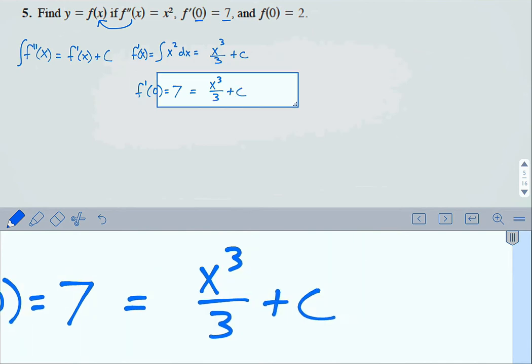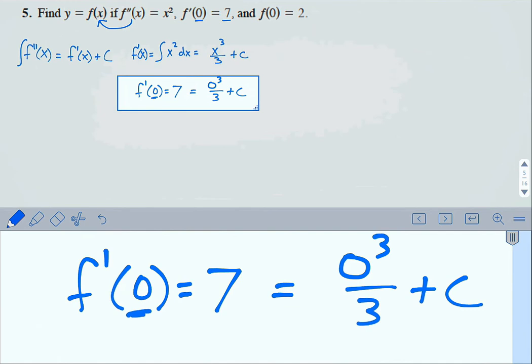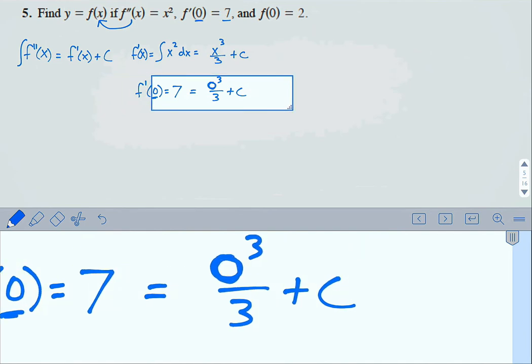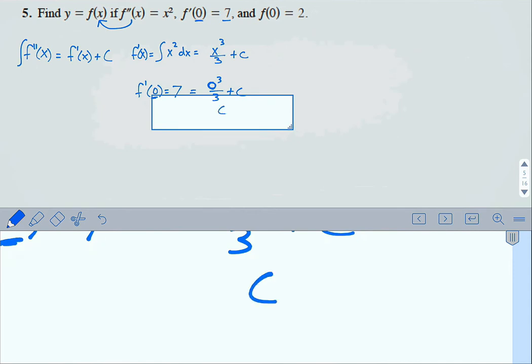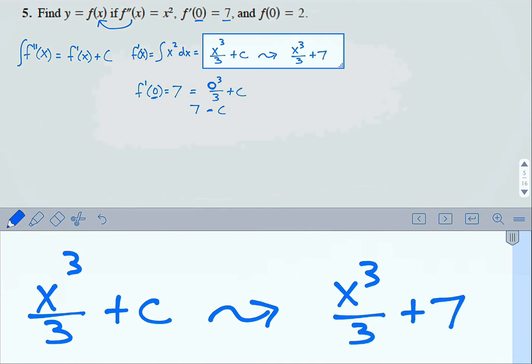So we're going to go ahead and solve here for c. And we do that by replacing 0 for x, right? Because for f prime of 0, we plug the 0 in there. All right, so it looks like in this case c is going to equal 7. So my antiderivative at this condition is going to be x cubed over 3 plus 7. All right, and that's my f prime of x.